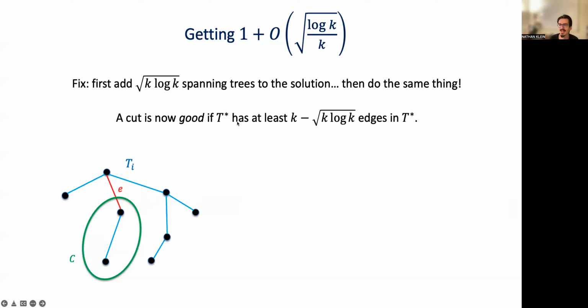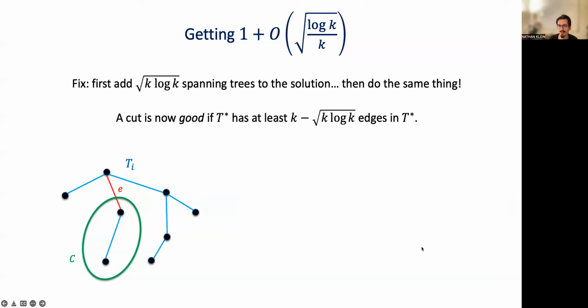And then we're going to do exactly the same thing. So now I'll say a cut is bad. Instead of a cut is bad, meaning it has fewer than k edges, it's bad if it has fewer than k minus square root k log k edges. So those with more than this number are fixed by these extra trees.